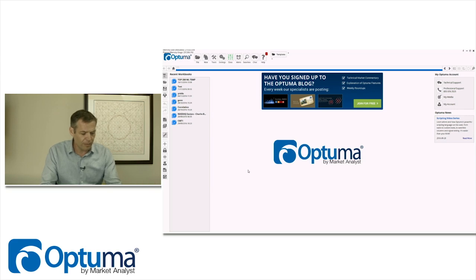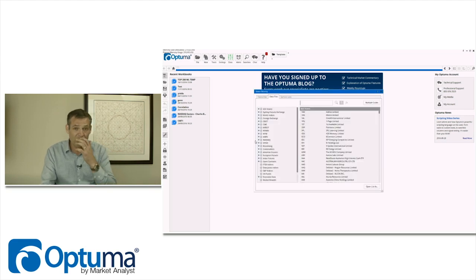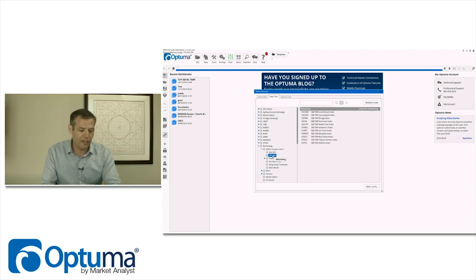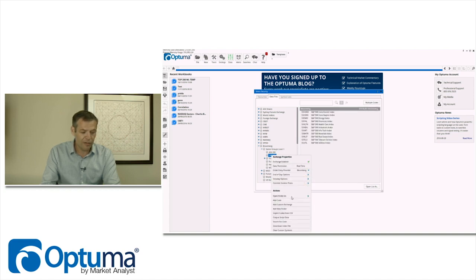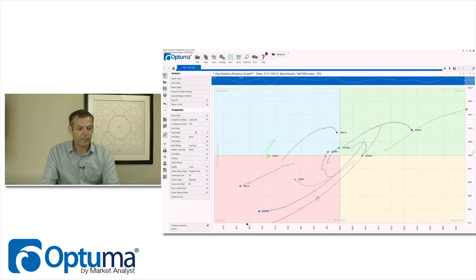All right, so first thing I'm going to do, I'm going to hit F3 on my keyboard to bring up the security selector. The way I like to start with this one is I'm just going to go to Bloomberg, and I'm going to start out at the GICS level one sectors. Now, we've got a few of these groups here. If there's a group that you're looking for that's not available, just again, let us know. What I want to do is open this list, open the folder here as an RRG.